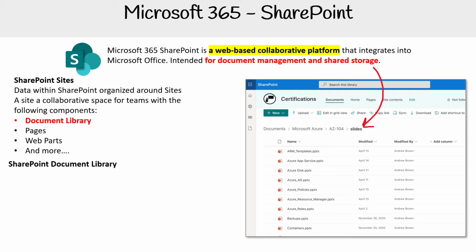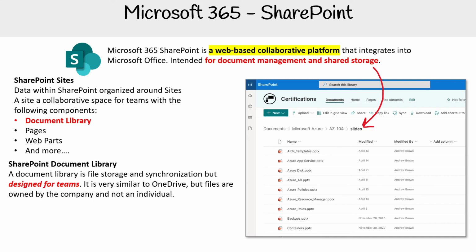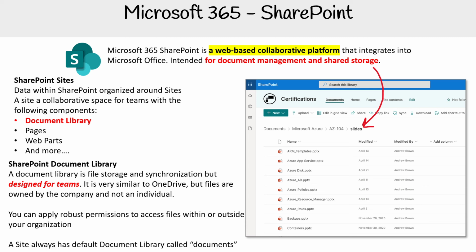SharePoint document library, which will expand there. And that's what the screenshot is on the right-hand side. So a document library is a file storage and synchronization, but designed for teams. It is very similar to OneDrive, but files are owned by the company and not an individual. You can apply robust permissions to access files within or outside your organization. A site always has a default document library called Documents.